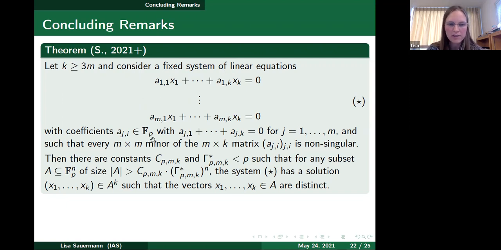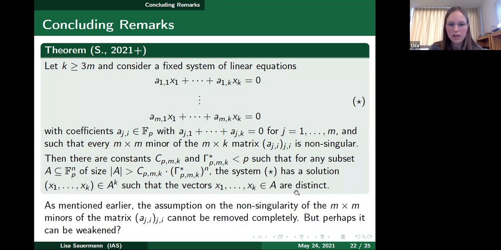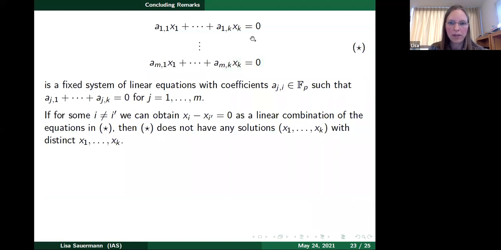And then this theorem states that there are these constants C and gamma star, where importantly gamma star is strictly smaller than p, so that for any subset A of Fp to the n of size at least C times gamma star to the n, this system star has a solution in A so that the vectors x1 to xk are distinct. And so as mentioned earlier, this genericity assumption here on the non-singularity of the minors of the matrix can't be completely removed. But I think it would be interesting to try to weaken this assumption. So here's again our system, and certainly we need the assumption we said earlier that each equation sums to 0.